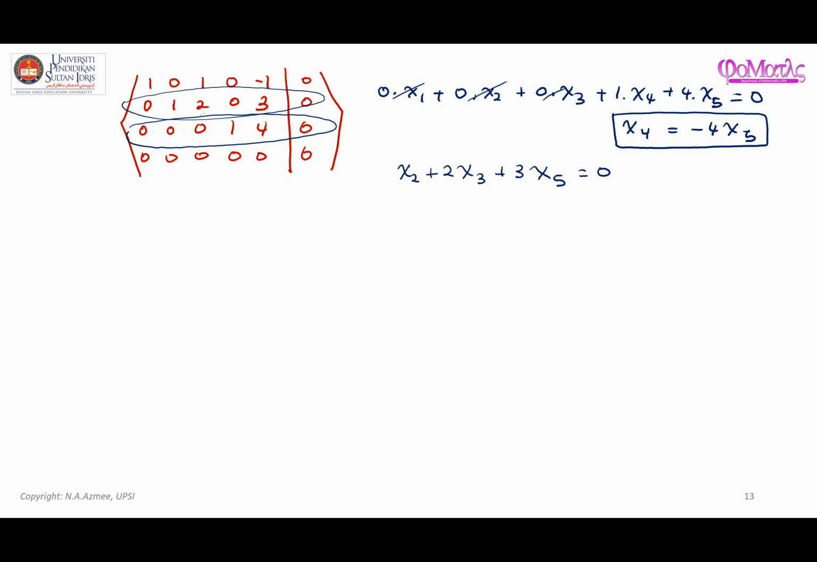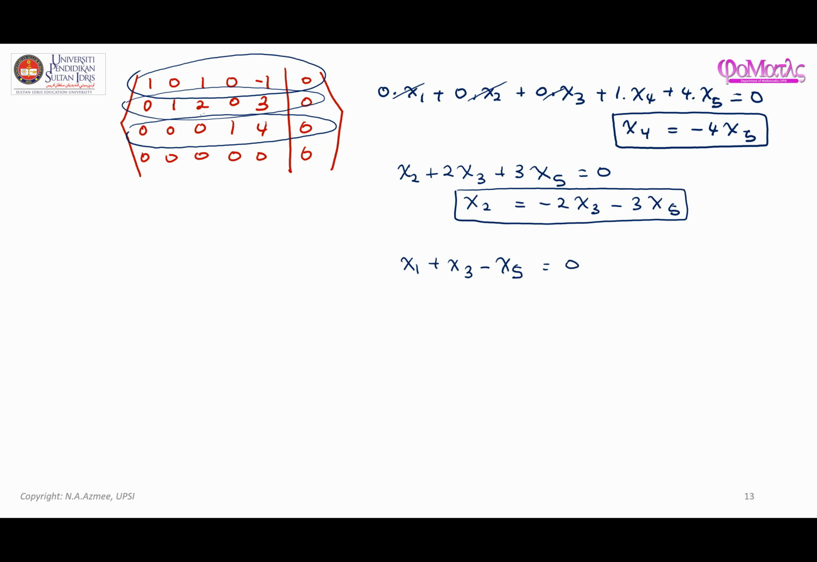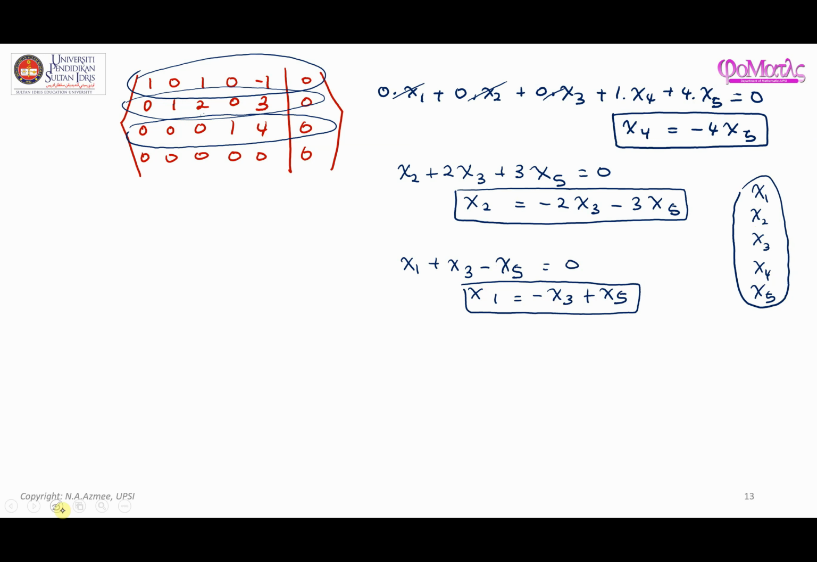And finally, this last part here corresponds to having x1 plus x3 minus x5 is equal to 0. So x1 is negative x3 plus x5. Now notice that you have 3 equations, but you have 5 unknown variables that you need to solve. Therefore, we know that 2 of them are going to be free variables. So we're going to let x4 and x5 be the free variables.